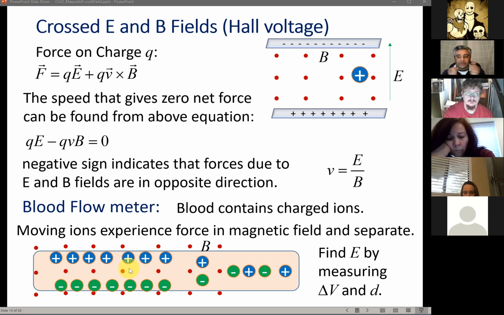Okay, so we need to orient the magnetic field. We don't have control over the electric field because we're not applying it. It is just there. We are just separating charge and creating the electric field. So our application of the magnetic field is going to create that kind of situation. Okay, yes.